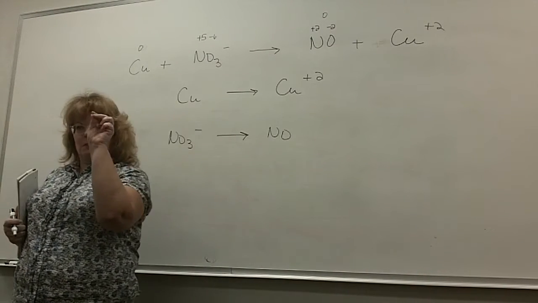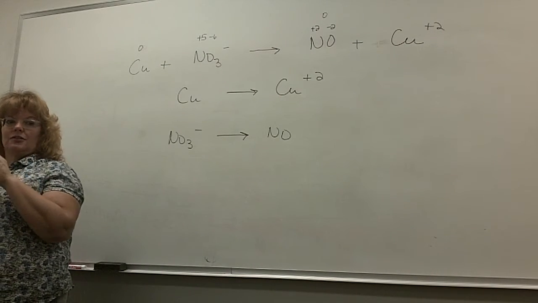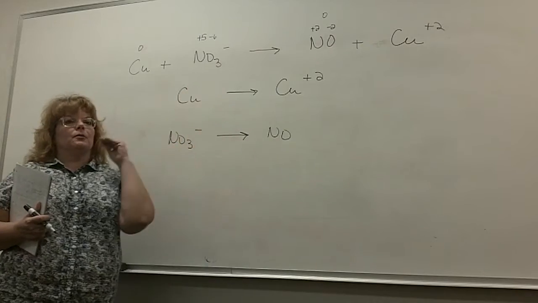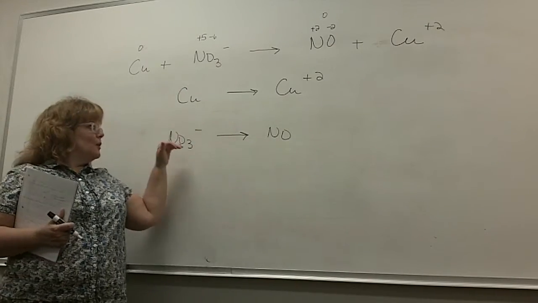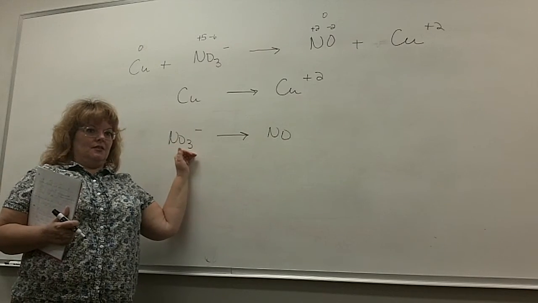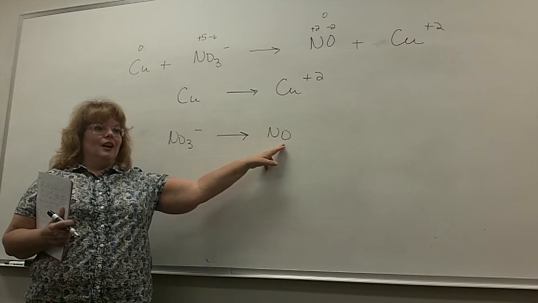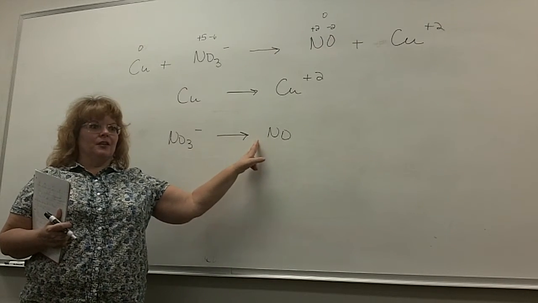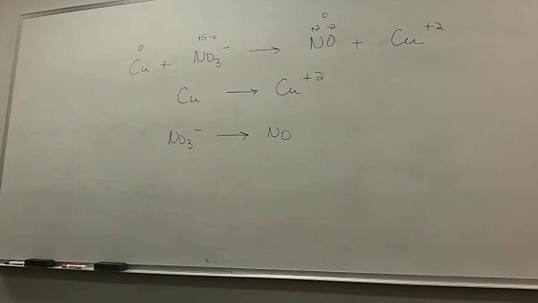When we say we balance the ions, we balance everything but hydrogen and oxygen. 1 copper, we're okay. 1 nitrogen, we're okay. We don't worry about the oxygens. There's 3 over here and 1 over here. Normally you'd want to put a 3 there to get those oxygens balanced, but in oxidation reduction ones, we don't.